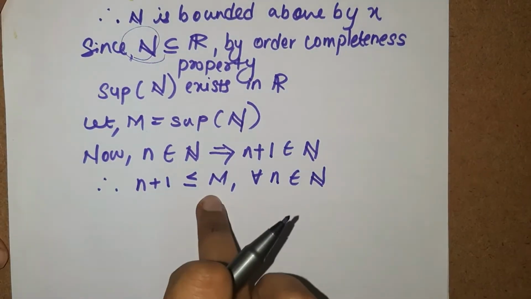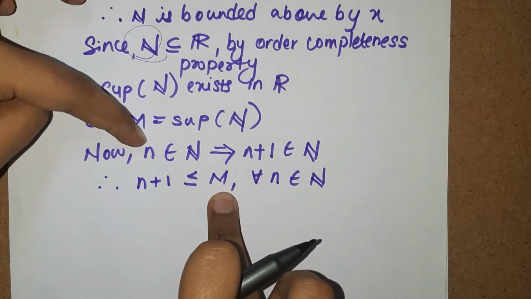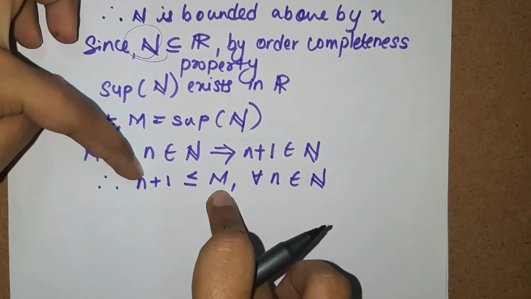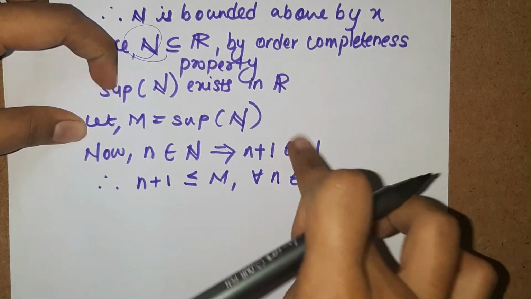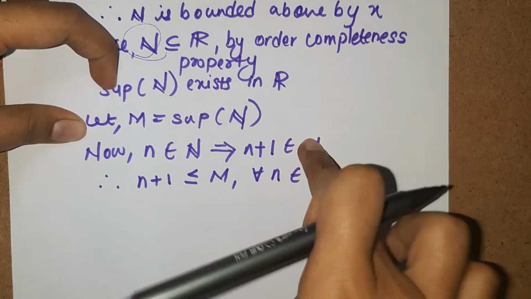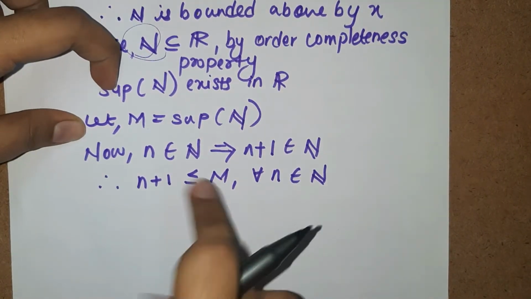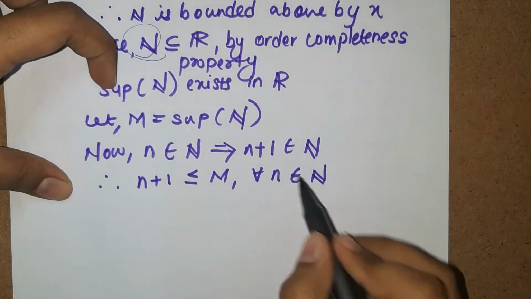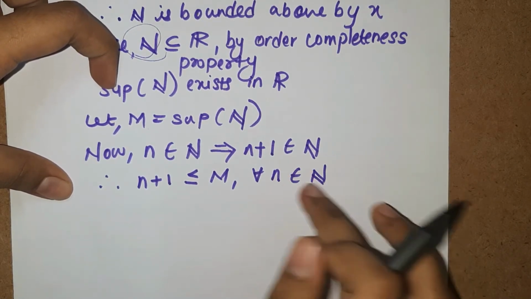We say it because m is the upper bound of n. If it is an upper bound of n, it obviously has to be an upper bound of n plus 1, because n plus 1 belongs to set n, and all the elements which belong to set n are going to be less than their upper bound, which is m here. That's what we have written, and we have to write it for all values of n belonging to the natural numbers.